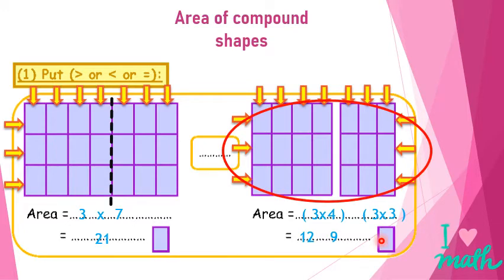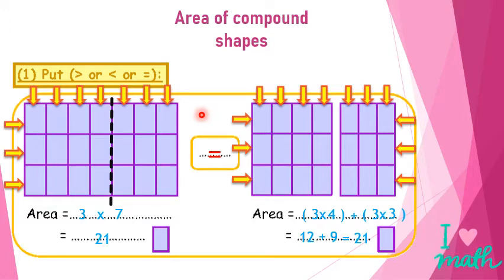So I want them all together. All together means I'm going to add them. So I will add 12 plus 9. It will give me 21. So as you can see, I have here 21 square units and here 21 square units. So both are equal. So again, if I cut a big array into two small parts, two small arrays, their areas will equal the area of the big one if I add them together.